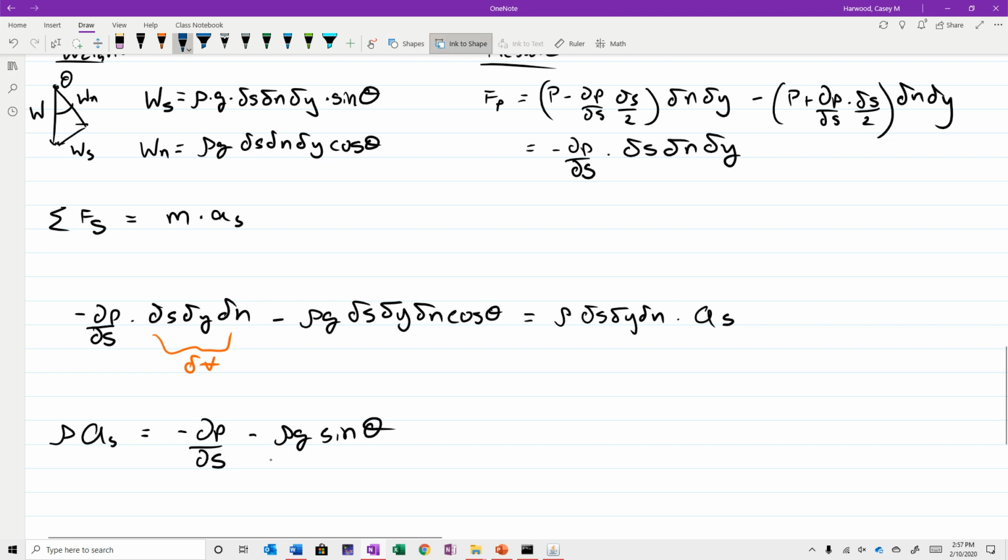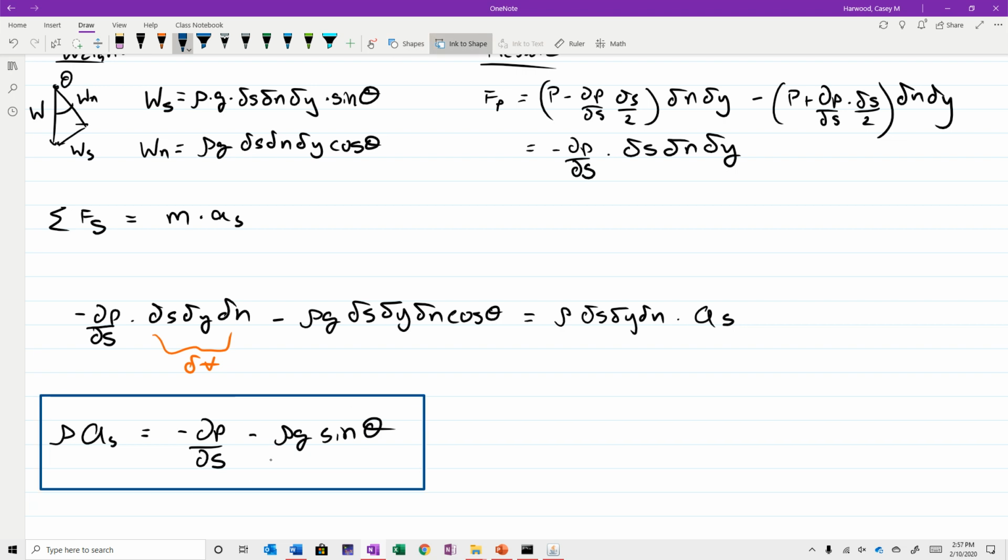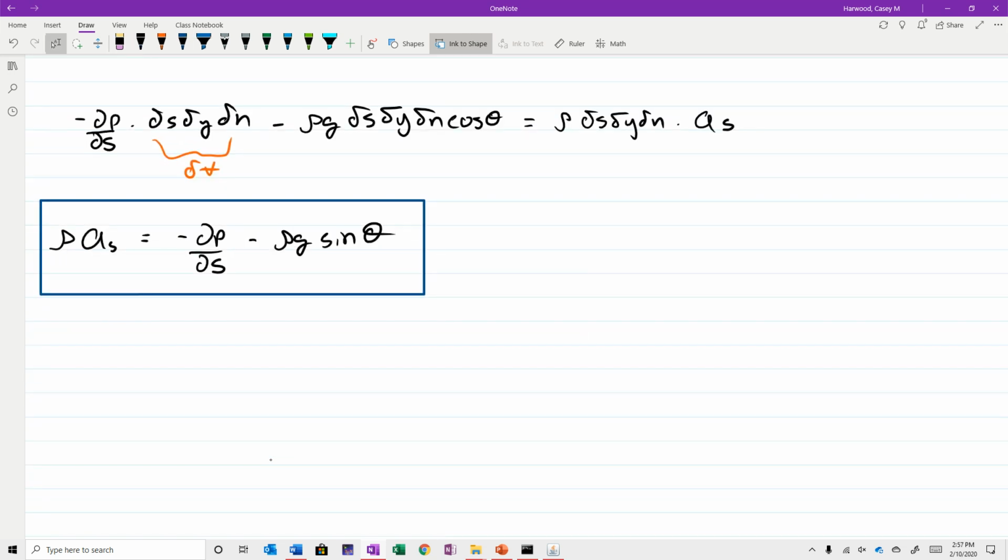And I want you guys to write this down, because this is an important result that allows you now to link accelerations of fluid particles to pressure gradients and gravity.